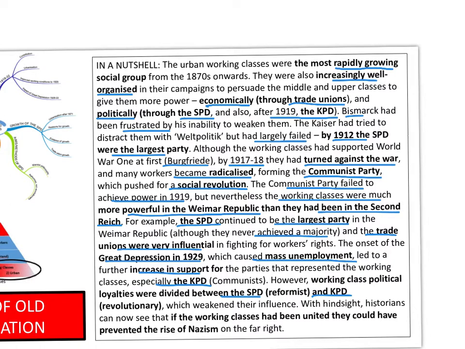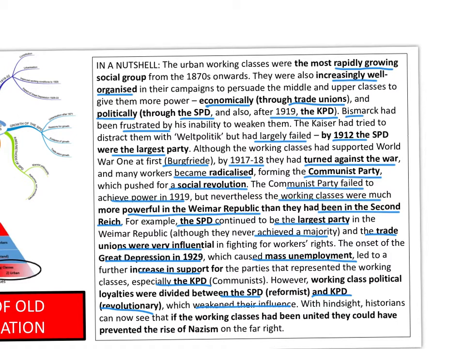And the KPD, the communists, were obviously revolutionary. They wanted to overthrow the system. And that division, the fact that the working class vote was split between two parties, in effect weakened the influence of those two parties. This is the key point.